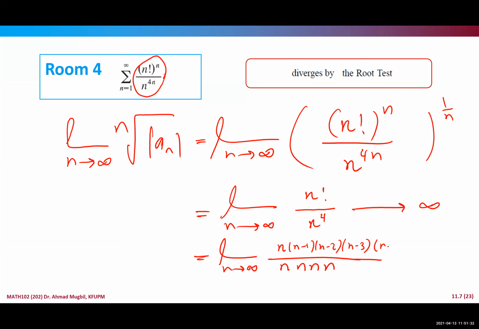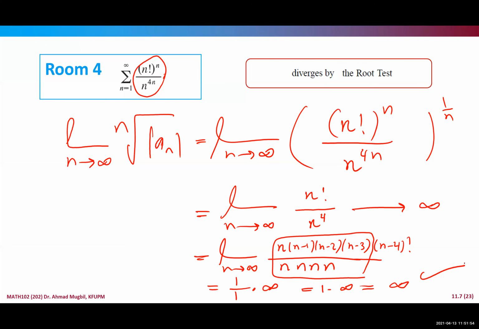Now what is remaining is n minus 4 factorial. Now the limit of this part, Shabab, is what? Polynomial of degree 4 over polynomial of degree 4. The leading coefficient here is 1, and the leading coefficient here is 1. And here you have the limit of n minus 4 factorial, which goes to infinity when n goes to infinity. So this will be 1 times infinity. It is infinity. All right. So because of that, it is divergent by the root test.